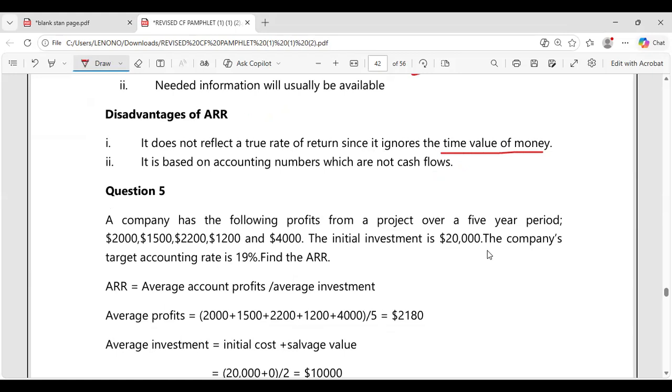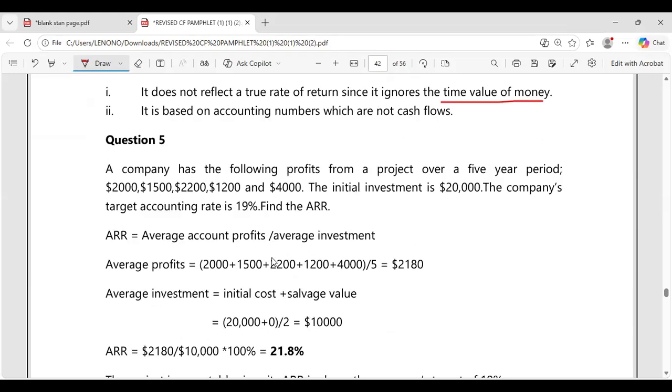So let's look at question 5. You can read the question for me. Madam Melissa: A company has the following profits from a project over a 5-year period: 2,000, 1,500, 2,200, 1,200, and $4,000. The initial investment is $20,000. The company's target accounting rate is 19%. Find the ARR.